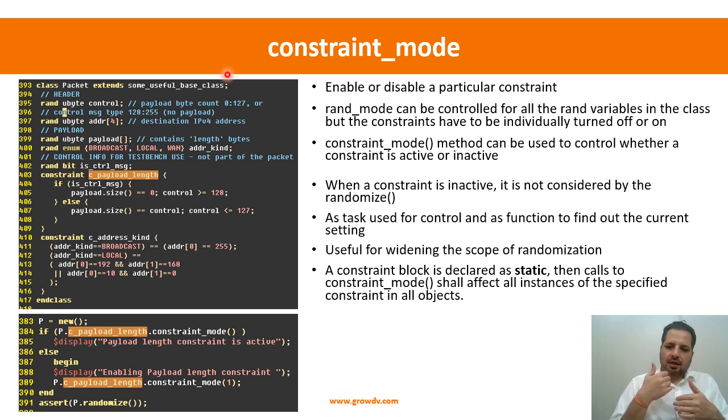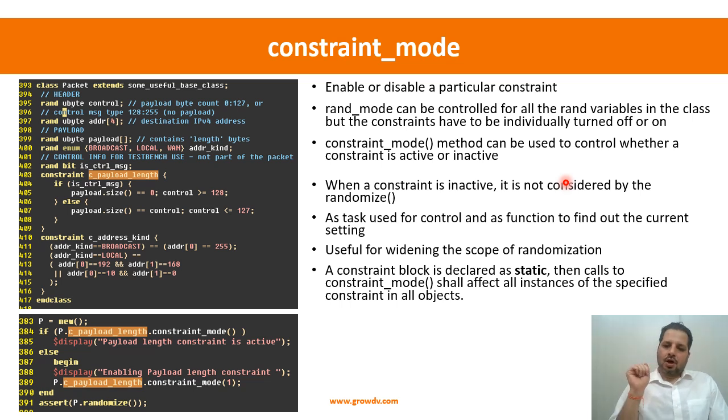So constraint still acted as a checker to check the value that was assigned to those variables. But when we use the constraint mode, we can enable or disable an entire constraint block, and if multiple expressions are present within that constraint block, all of them get disabled. And the rand mode we were able to control for the entire class, but the constraint mode we have to control at the individual constraint level.